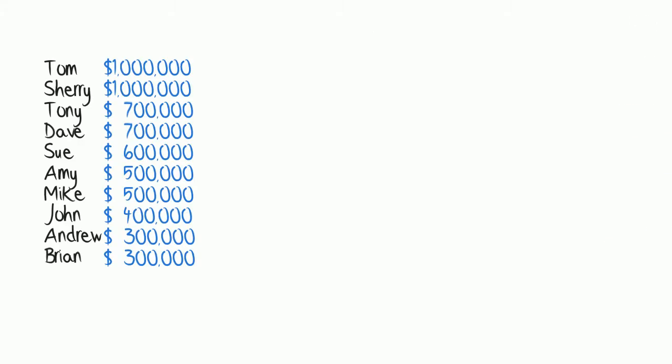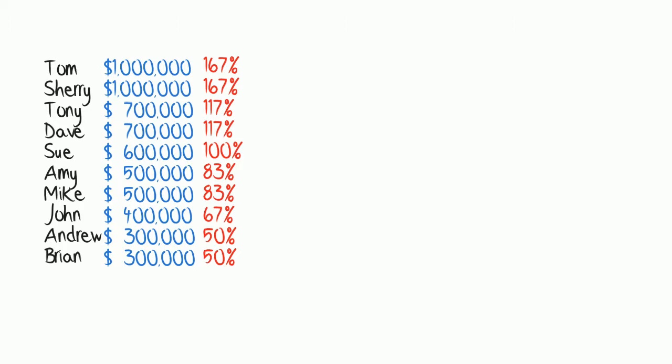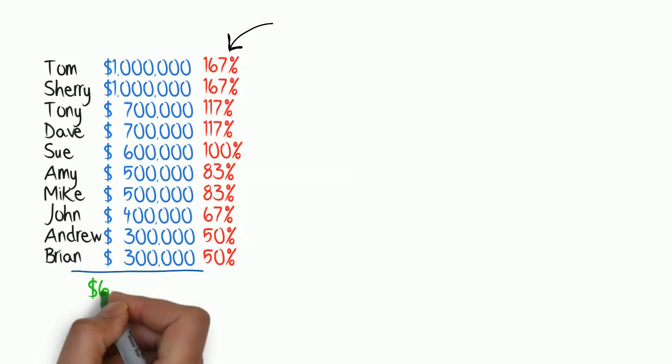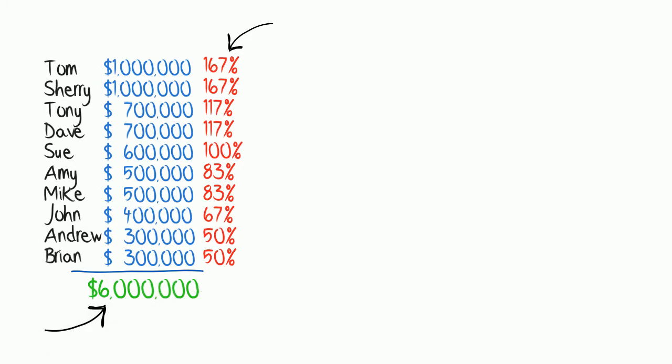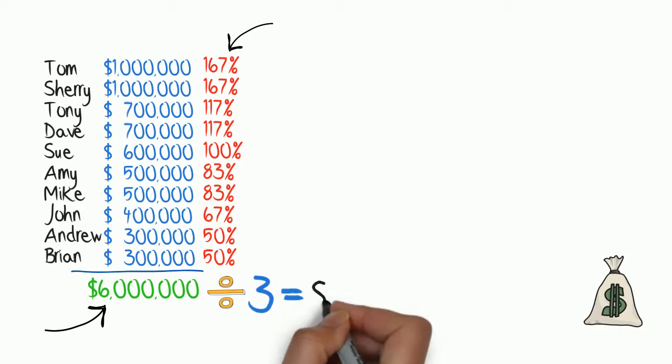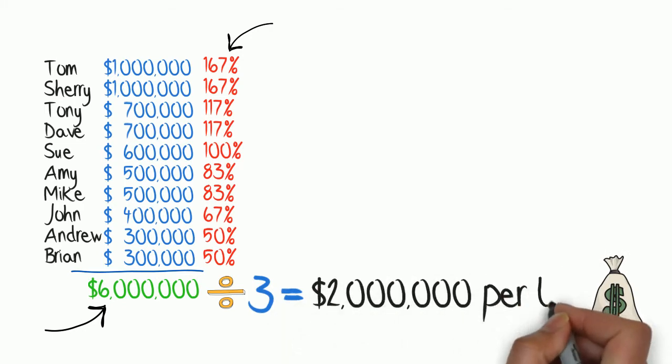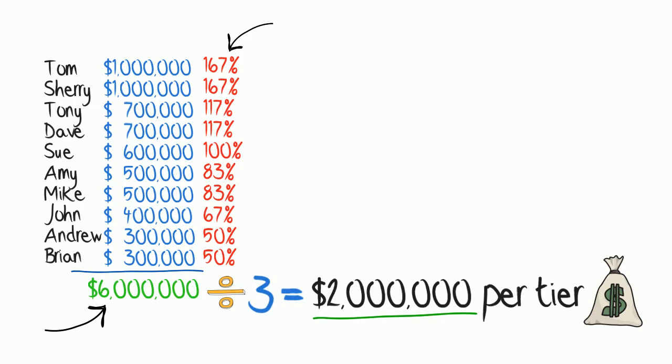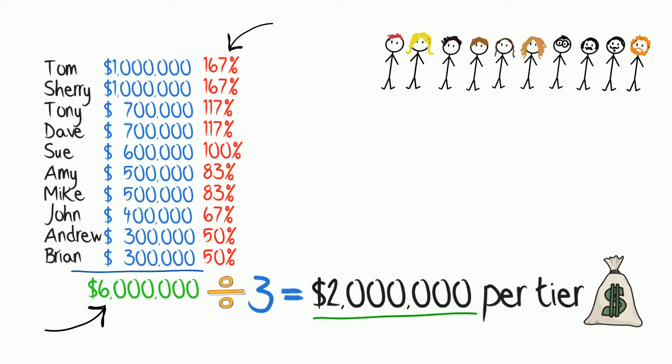But look what happens when we take the same team, same results, and instead of looking at the right-hand column to determine breakpoints, we look to the bottom line. Let's take that $6 million in performance and divide by the three tiers that we want to establish. So this method determines the value of each tier and tells us our sales performance at each level is worth $2 million. Now we can see if that changes who or how many at each performance level.